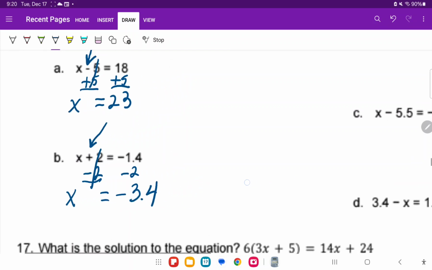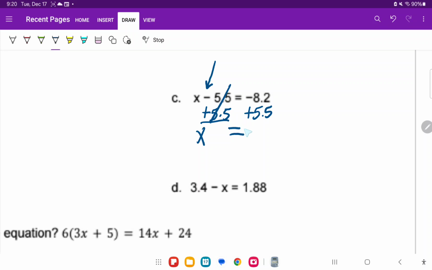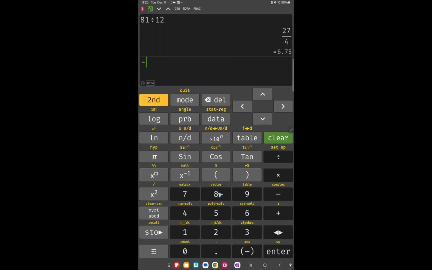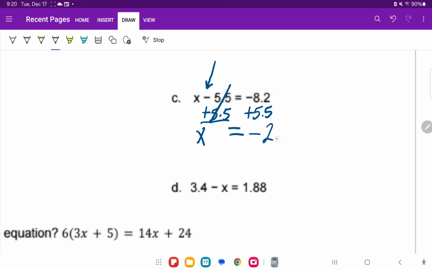3.4. All right, so then if we look at letter C, again, we need to get the x by itself, so we look there. So we're going to add 5.5 to both sides. So you bring down your x, this cancels, bring down your equals, and then we got negative 8.2 plus 5.5. So that is going to give us negative 2.7.